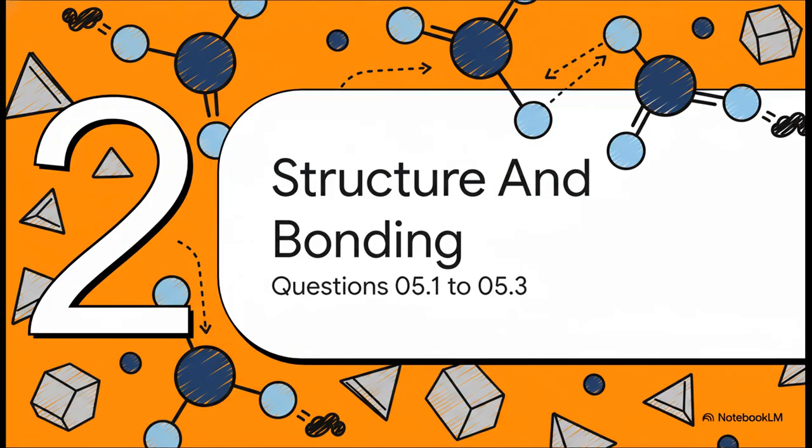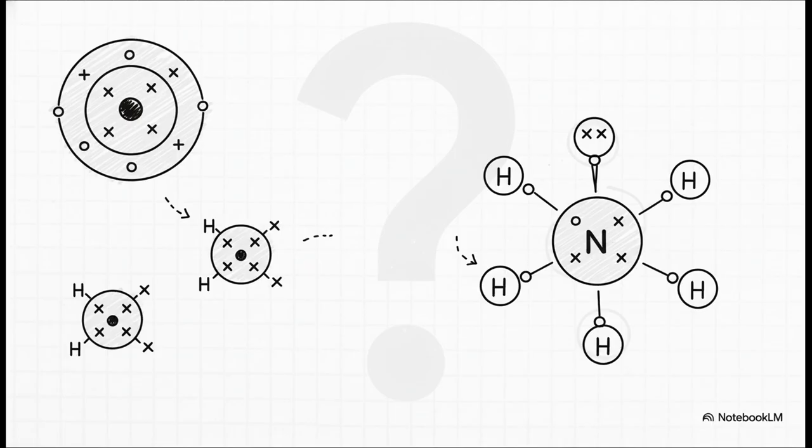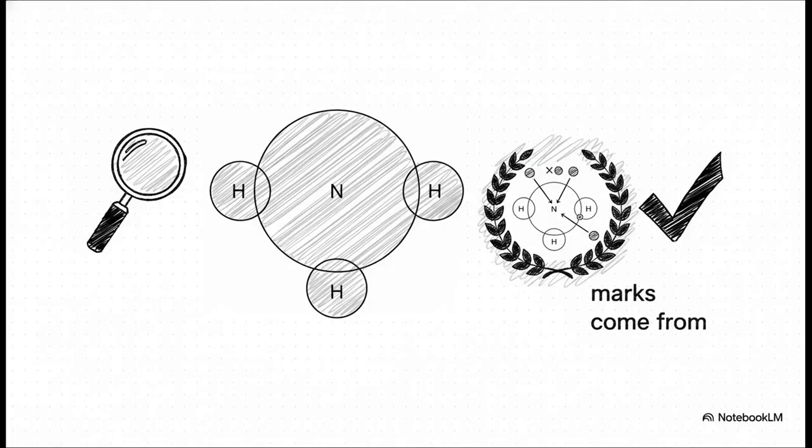Okay, time to tackle the first few pieces of our puzzle. We're starting with the real fundamentals, the structure and the bonding of the ammonia molecule itself. Here we go, question 05.1, a classic dot and cross diagram worth 2 marks. They've given us the basic setup, and we just need to fill in those outer shell electrons for 1 nitrogen atom and 3 hydrogen atoms. So, where do the 2 marks come from? Let's check the mark scheme. You get your first mark for correctly drawing the 3 shared pairs of electrons, the ones that form the covalent bonds between the nitrogen and each hydrogen. The second mark? That comes from showing the lone pair, those 2 electrons on the nitrogen's outer shell that aren't involved in bonding. Simple as that.